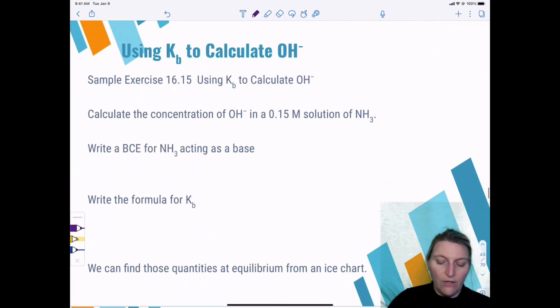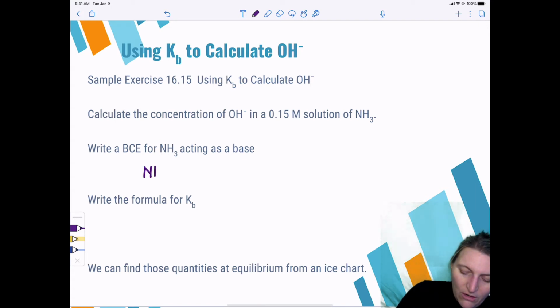So here's a very general question. We have a 0.15 molar solution of ammonia, and the question is asking us to find the OH minus concentration, which we know is just one or two steps away from finding the pH. Start by writing the balanced chemical equation for whatever you have acting as a base.